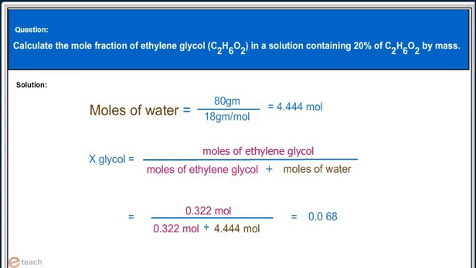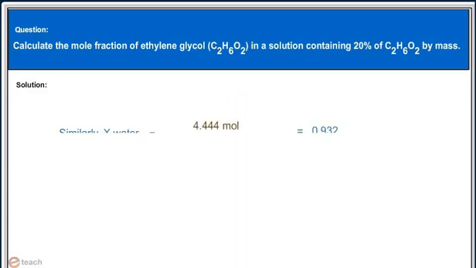Xi of ethylene glycol equals moles of ethylene glycol divided by moles of ethylene glycol plus moles of water, which gives Xi of ethylene glycol equals 0.322 mole by 0.322 mole plus 4.444 moles, equals 0.068.